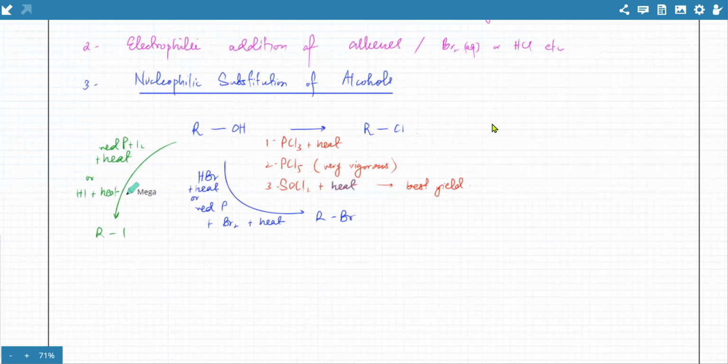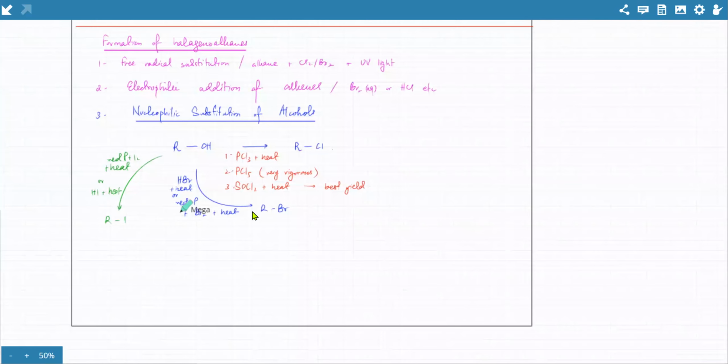So just remember this: to get bromine, red phosphorus plus bromine; red phosphorus plus iodine gives you iodine in the molecule; and for chlorine it's PCl3 or PCl5 or SOCl2. These can be used. Okay, is this clear? Isa, is this clear? Ethan, Mohammed?